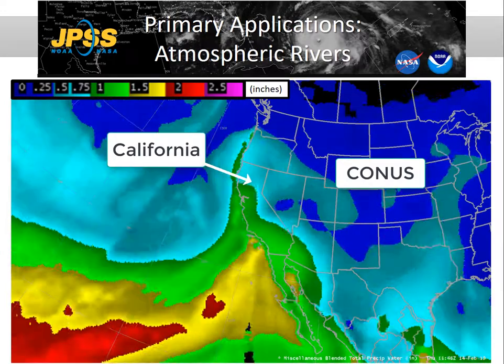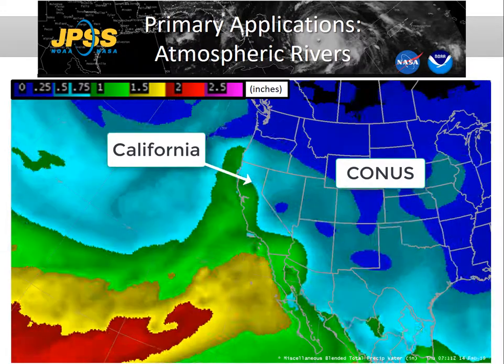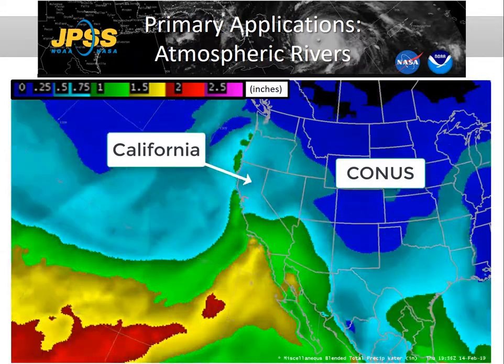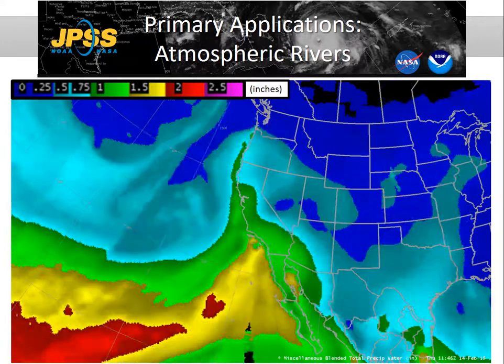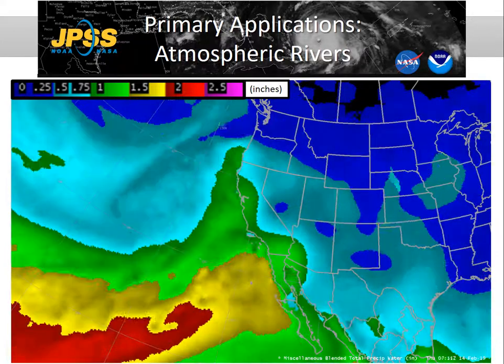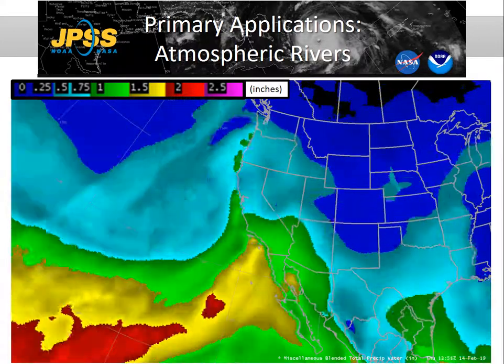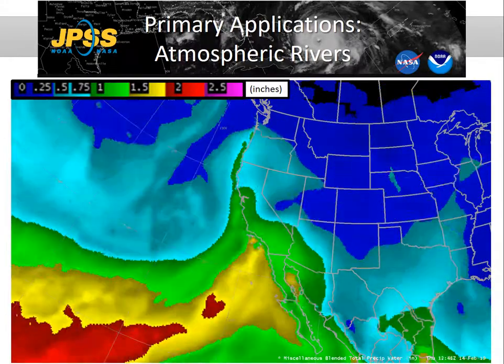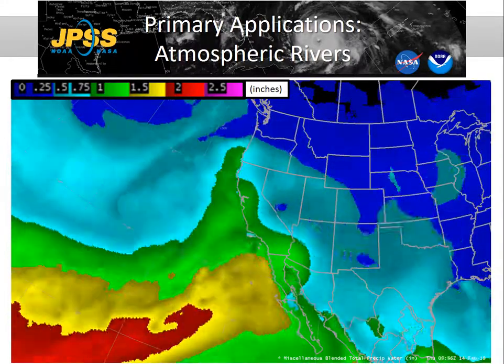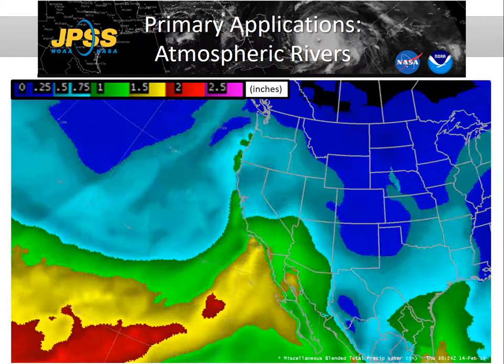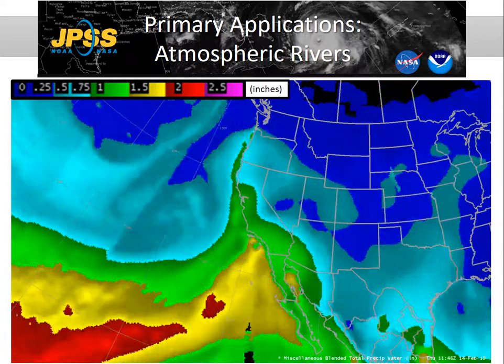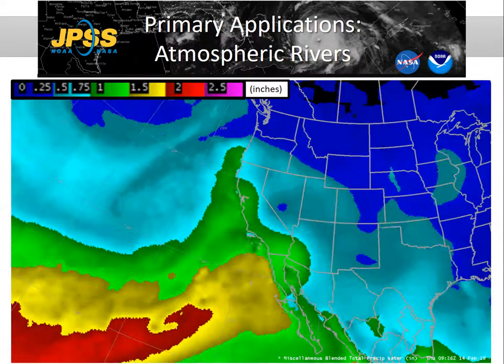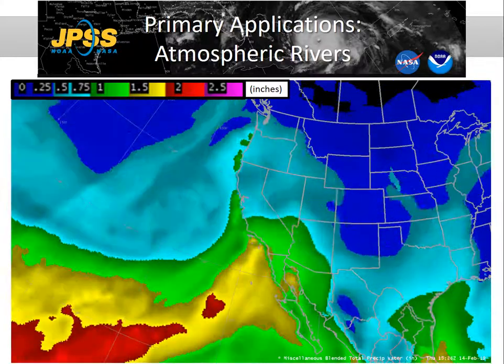The following slides show the primary applications of the blended TPW product. As noted before, the product identifies atmospheric rivers that exhibit rich moisture plumes that can lead to heavy precipitation and flooding, in this case over Southern California. This example illustrates one of the best uses of TPW, showing precipitable water patterns over the ocean where there are limited surface and upper air observations.